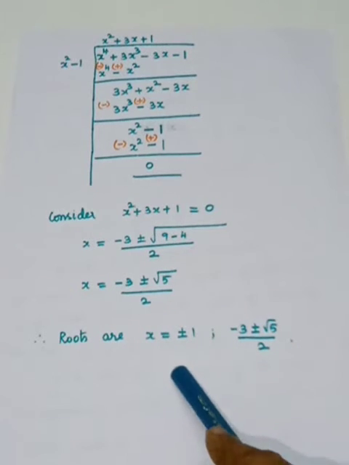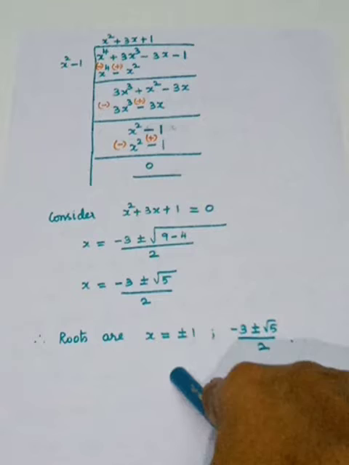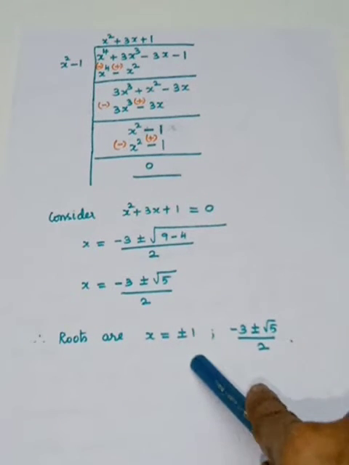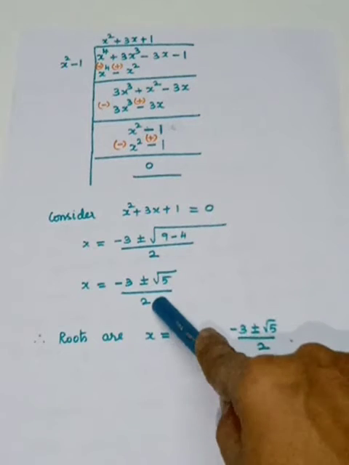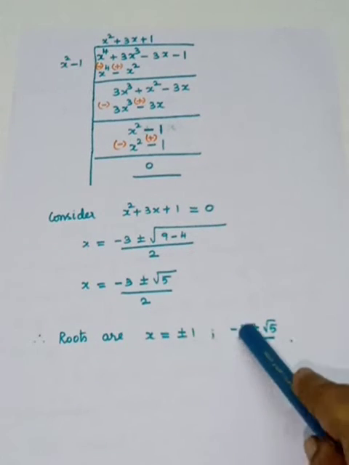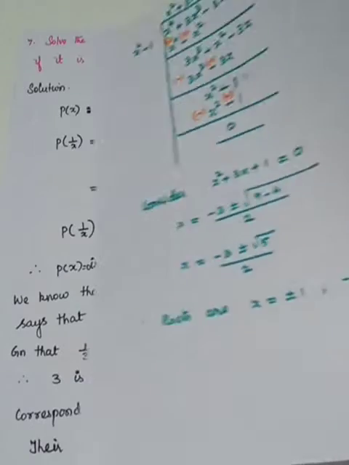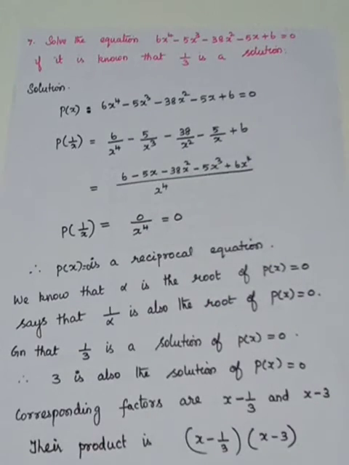So already we have said it's a reciprocal equation of type 2, even degree. Therefore x equal to plus or minus 1 are the roots, and you have found x is equal to minus 3 plus or minus root 5 by 2. Okay, so we'll go to problem number 7.